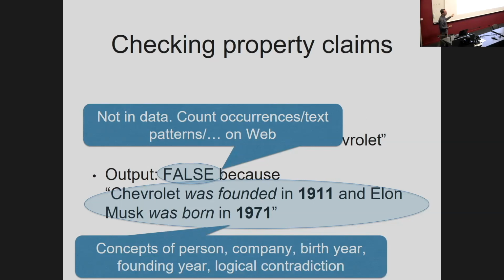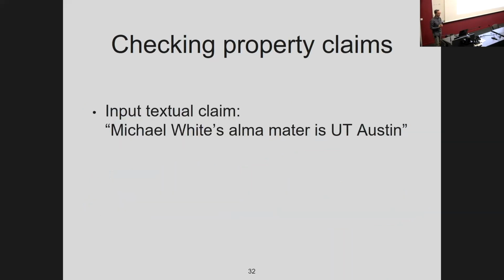Okay, so in this case, it's easy because there is a very strong logical contradiction, but we're also interested in more subtle things, like this guy, Michael White. This claim is stating that he got his alma mater, his diploma, his degree, from UT Austin. Okay, and maybe it is a bit harder because maybe in our reference information, we don't have this fact that Michael White got his alma mater in UT Austin, but we have other facts.